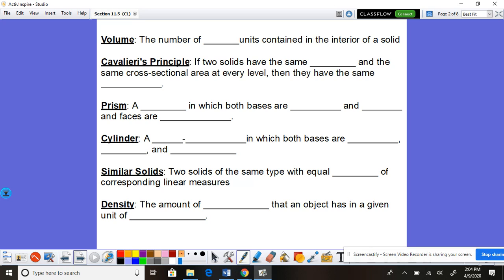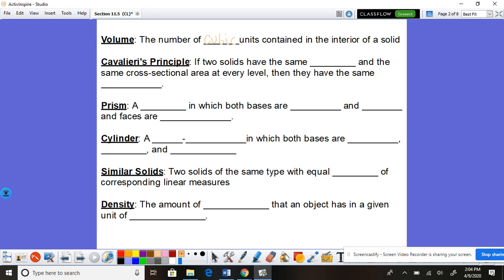So the volume is the number of cubic units. So it's cubic, so something to the third power, contained in the interior of a solid. So we are in three-dimensional space here.